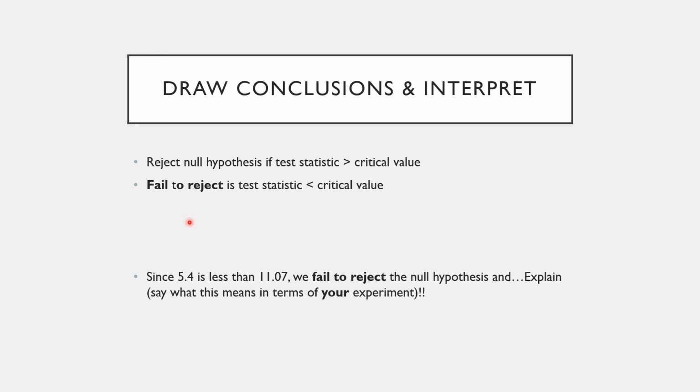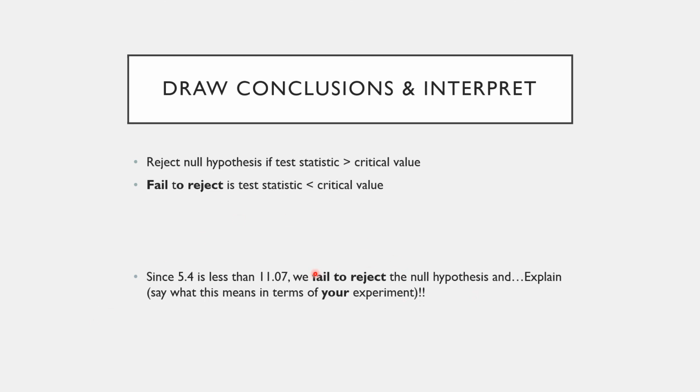So in our case, and for this example, since we received 5.4 as our chi-square or test statistic, and that was less than 11.07, we failed to reject the null hypothesis and explain.